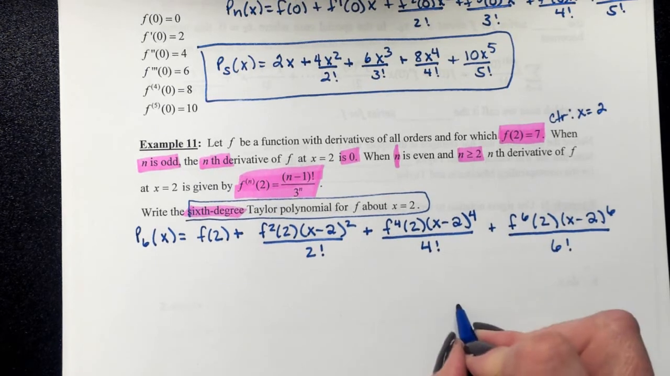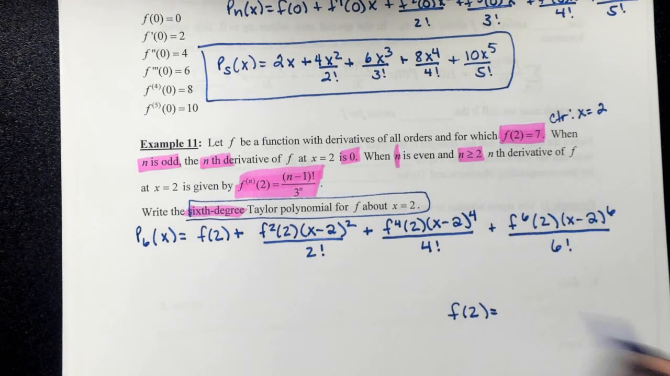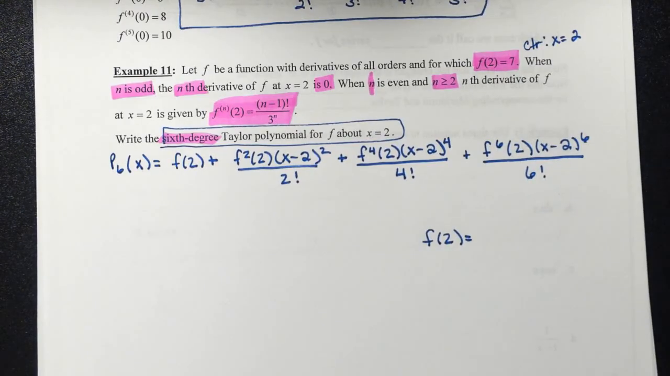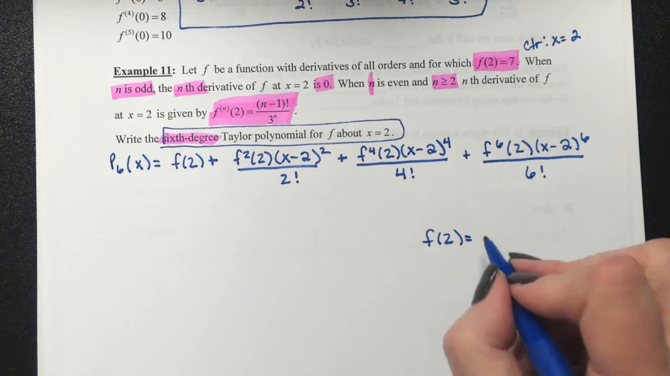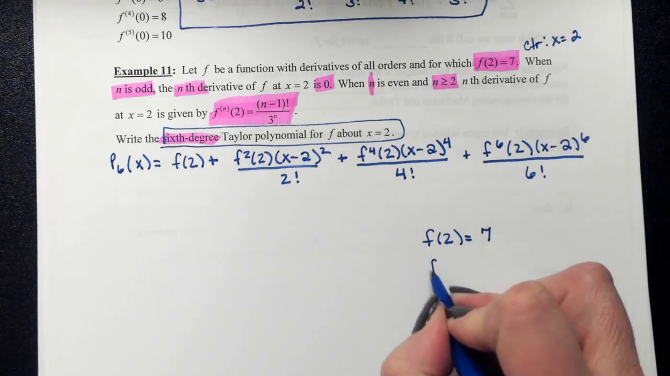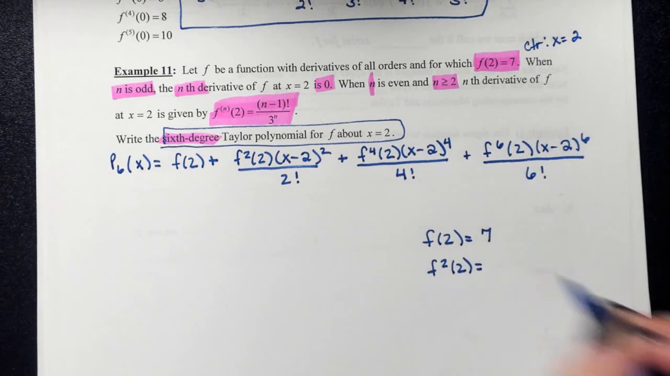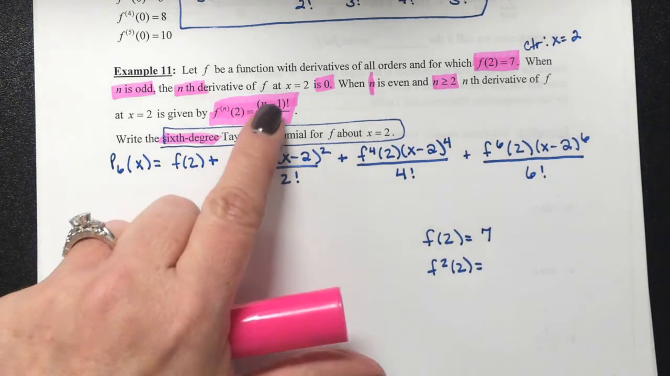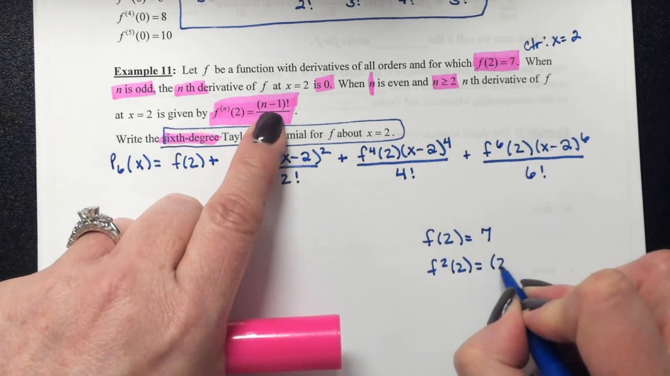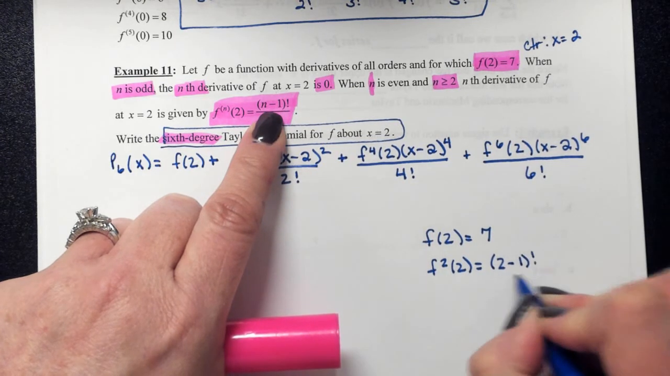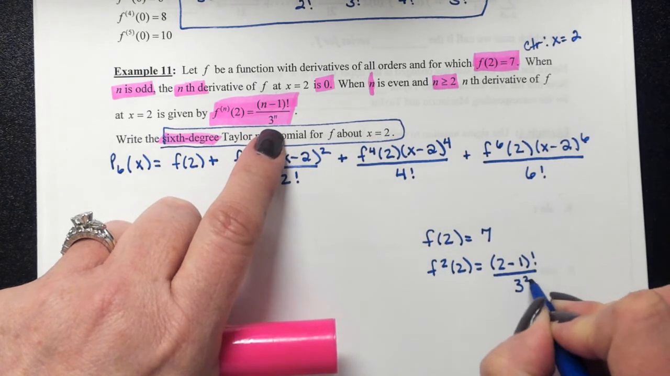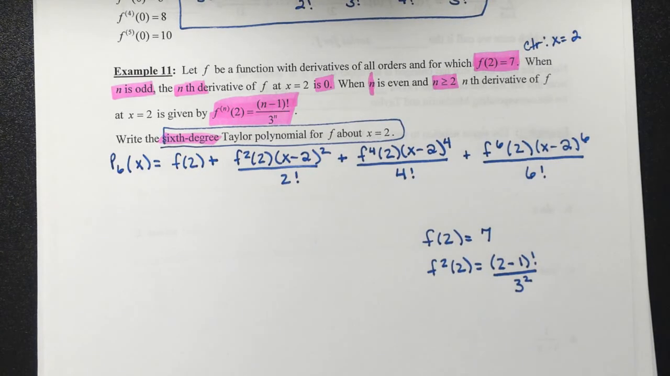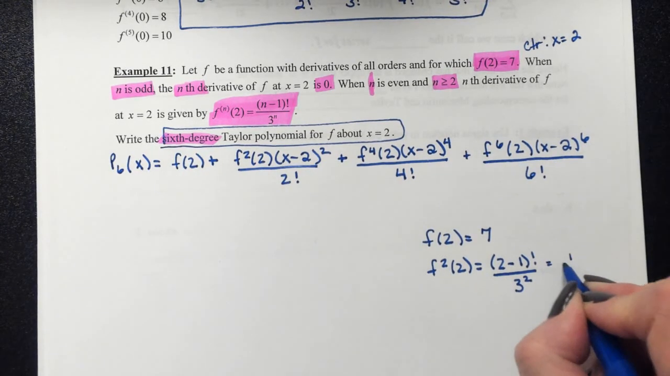So now let's find the pieces I need. What are they telling you about f of 2? F of 2 is equal to 7. So now I need to find the value of the second derivative at 2. They're giving me my formula, so I'm going to plug 2 in for n, so (2 minus 1) factorial over 3 to the second power. So I know that's just going to be equivalent to 1/9.